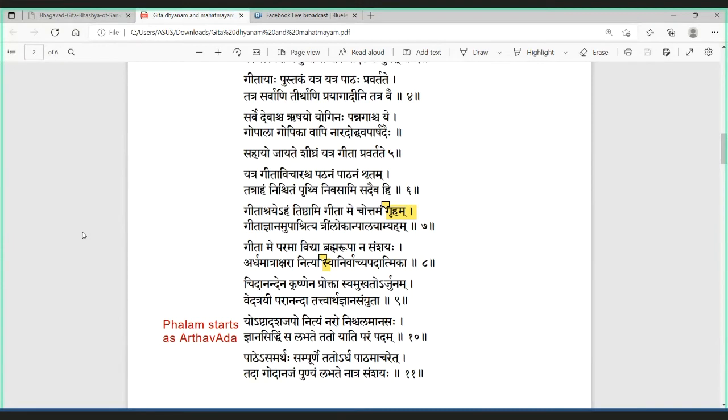But there is another pathantaram and I agree with that pathantaram more. Instead of graham, the word is matam. Matam means my opinion. I think. I understand it like that. He says, wherever there is the Gita, there, that is the uttamam place to be. Highest abode. Gita is the highest abode. That is my view.